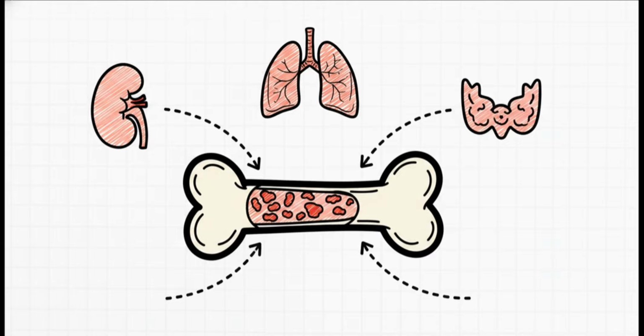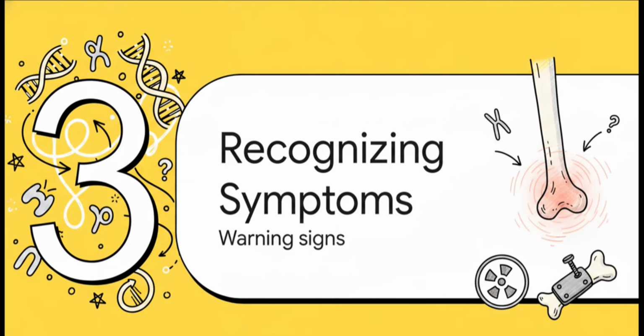The most common primary sites that end up spreading to the bone are the kidney, breast, prostate, lung, and thyroid gland. And the most common type of secondary bone cancer overall? That's multiple myeloma, which shows up as tumors right inside the bone marrow. Which brings us to Section 3, Recognizing the Symptoms.